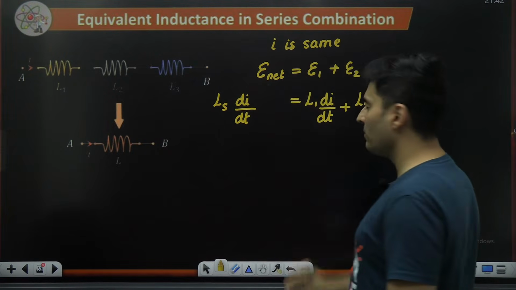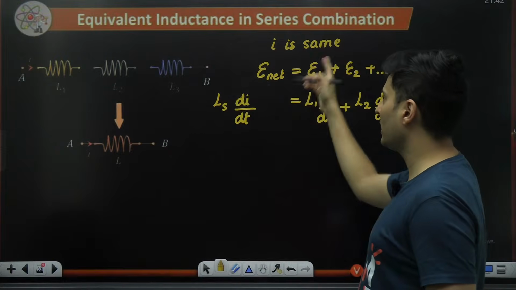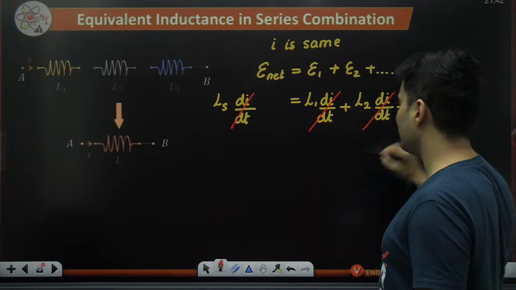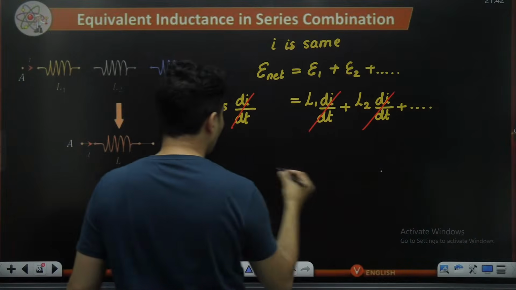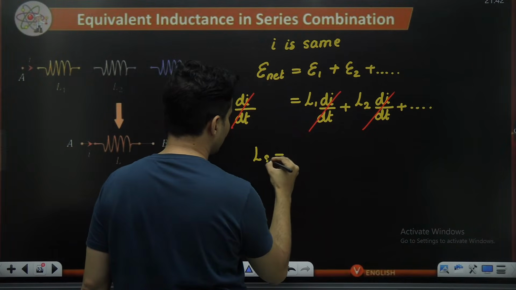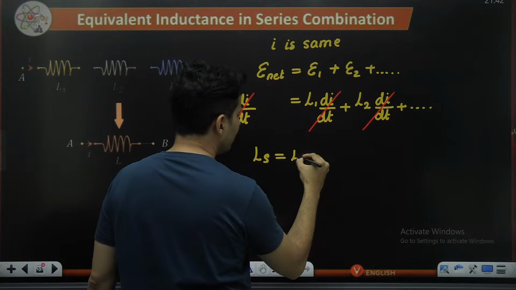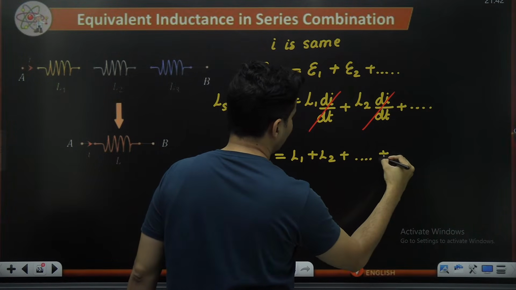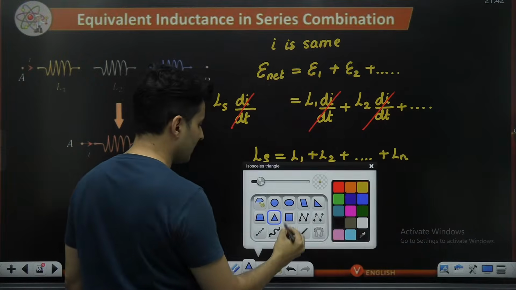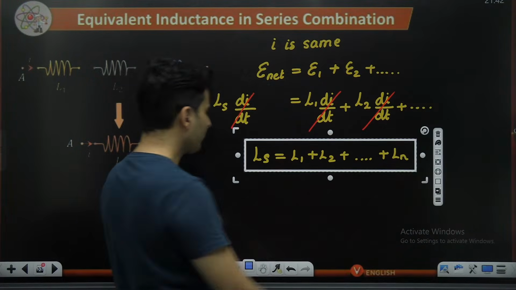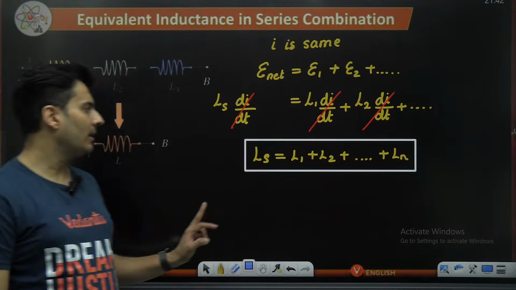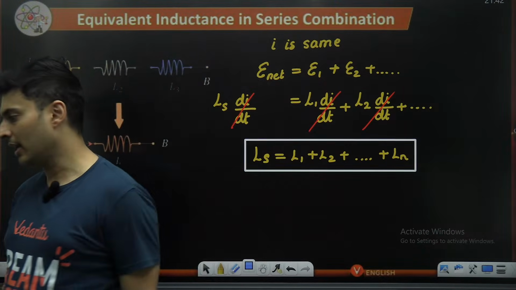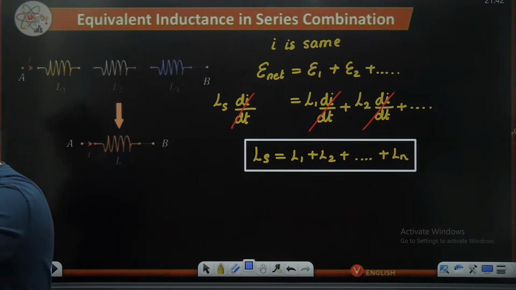Why is the current same everywhere? Because it is in series, so current is going to be the same. That is the reason why this di by dt will cancel everywhere, and that's why you will see the effective inductance in series is like resistors, L1 plus L2 plus L3, like that till Ln. That is the answer. Very, very important. The total net effective inductance is L1 plus L2 plus L3, like that till Ln. Is this absolutely clear?